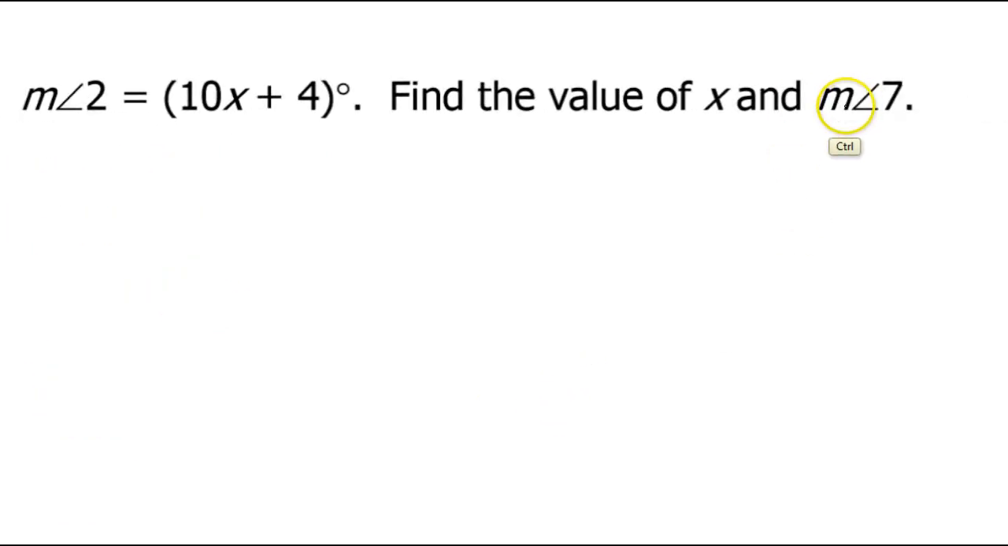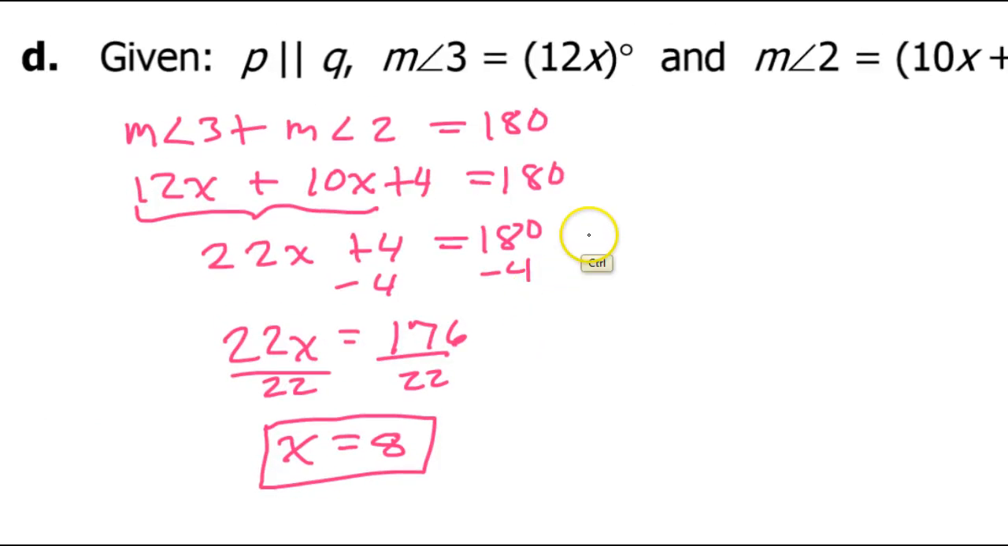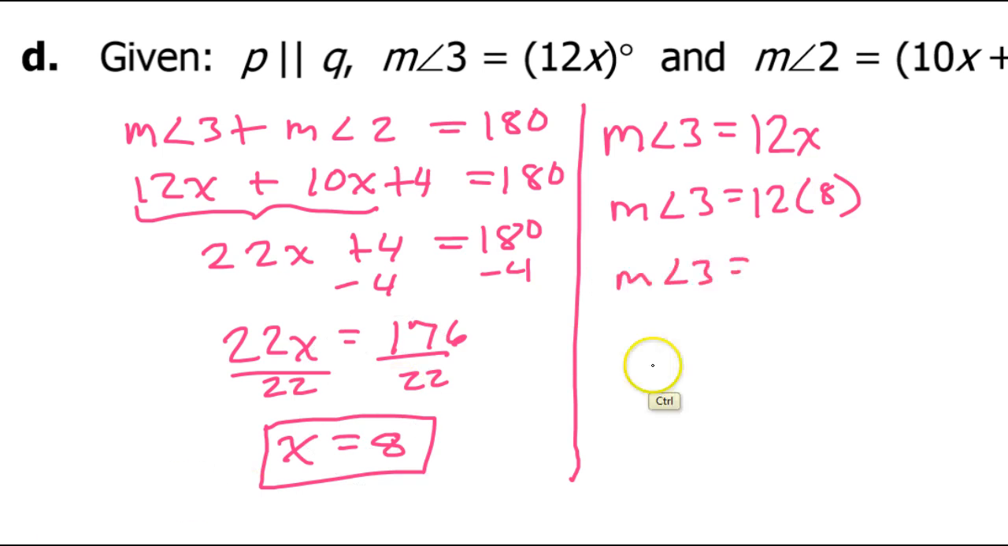We're also supposed to find the measure of angle 7. So let's start by finding the measure of angle 3. The measure of angle 3 is equal to 12x. So that means the measure of angle 3 should equal 12 times 8. So the measure of angle 3 is going to be 96.